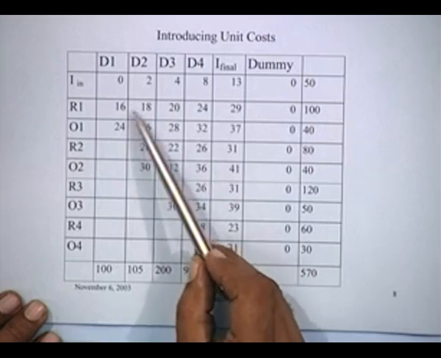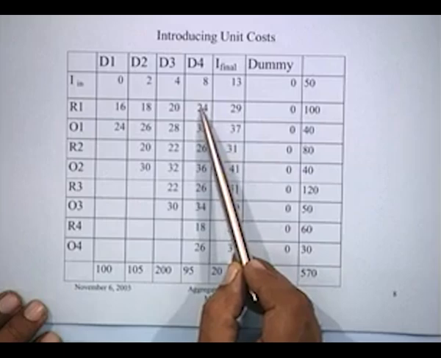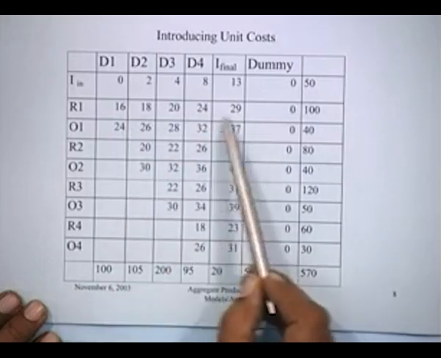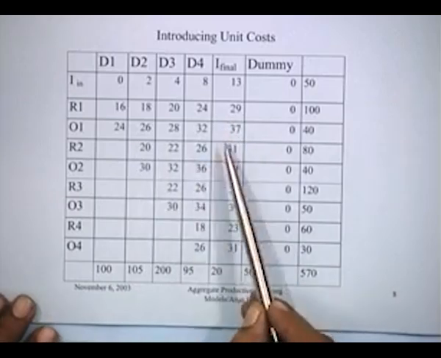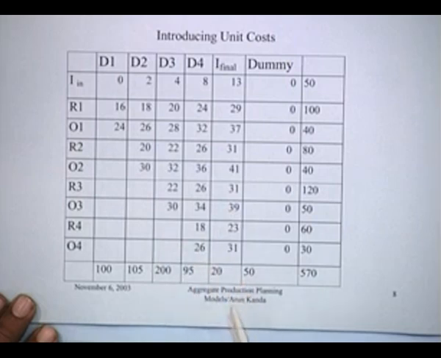So you carry the holding cost of 2 rupees. You carry the holding cost of 2 rupees. You carry the holding cost of 4 rupees. You carry the holding cost of 5 rupees. So progressively the costs are increasing depending upon the nature of the holding cost. And similarly here, and here, and so on.